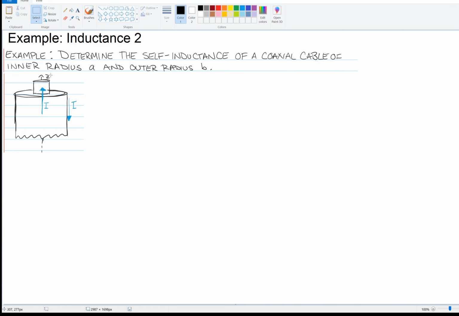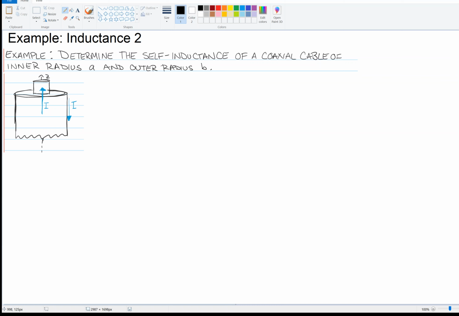So I've got this figure here. The axis of symmetry is the z-axis, and I've got a current I going up in the inner conductor, and then the equal and opposite current going down on the outer conductor. And why is that? Well, that's the normal operation of a coaxial cable.